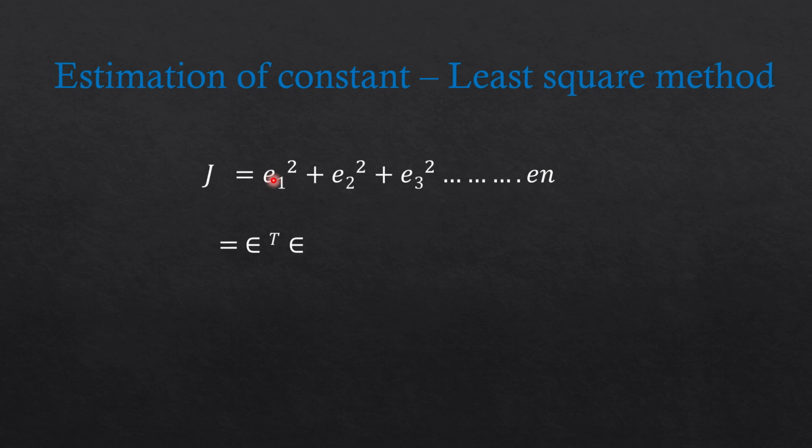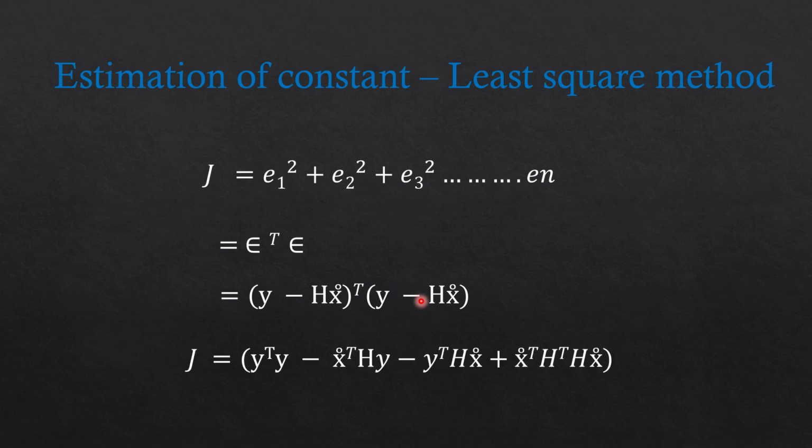Let's take a look at the cost function again. We can rewrite that information into a matrix format using this formula, which is error matrix transpose multiplied by error matrix. Substitute with the equation that I explained earlier, you get this form, and we can expand that into this form. And our idea is to minimize this cost function.